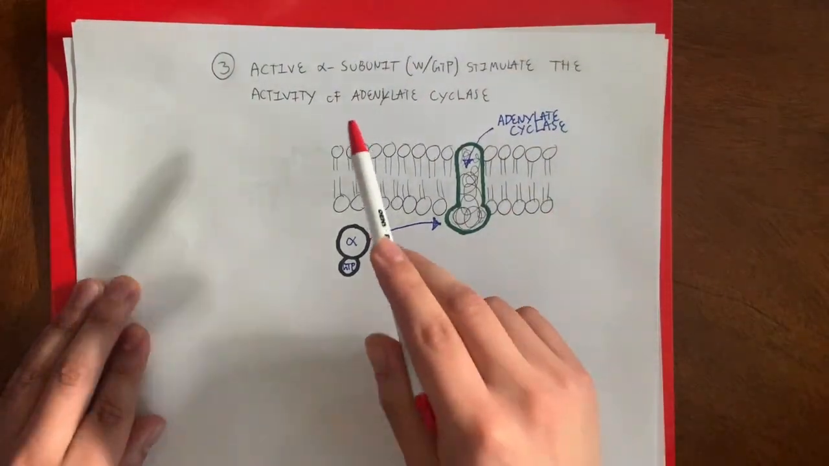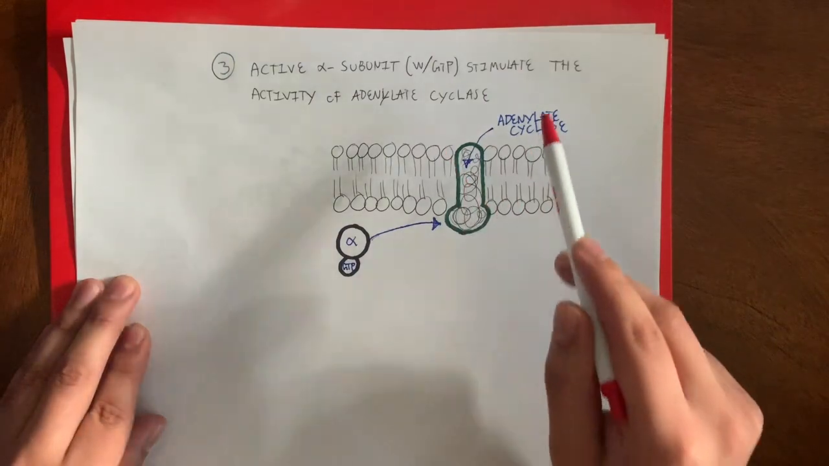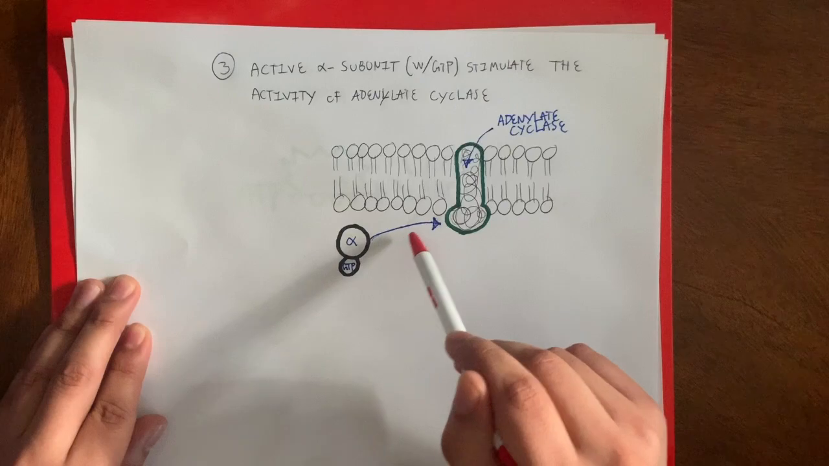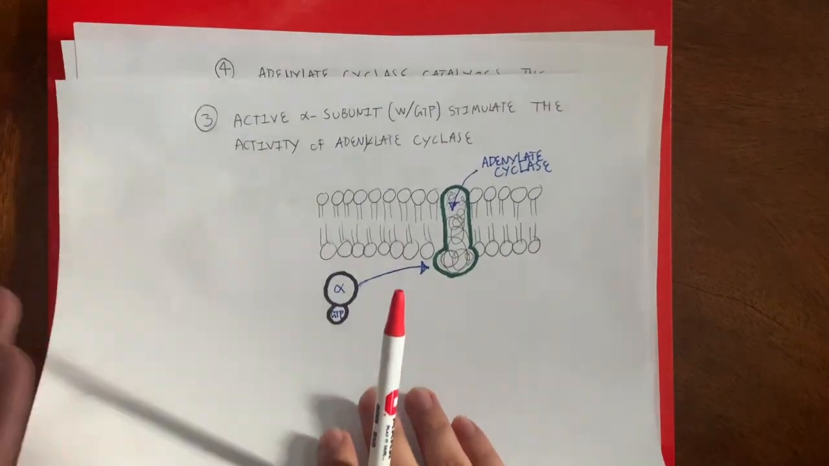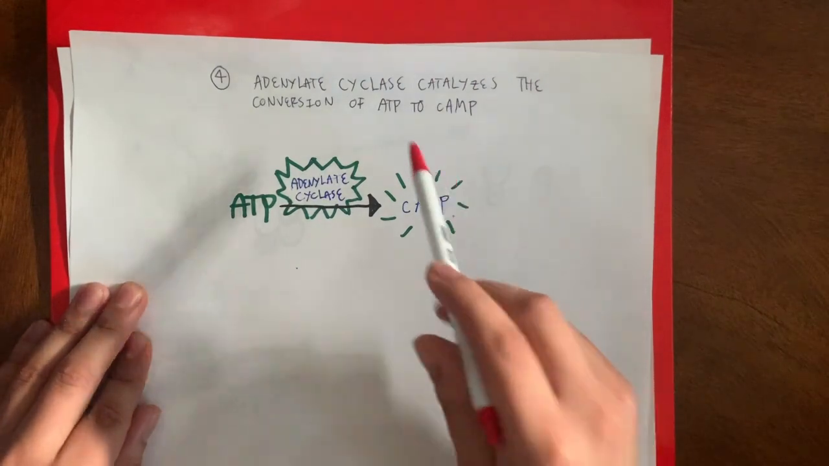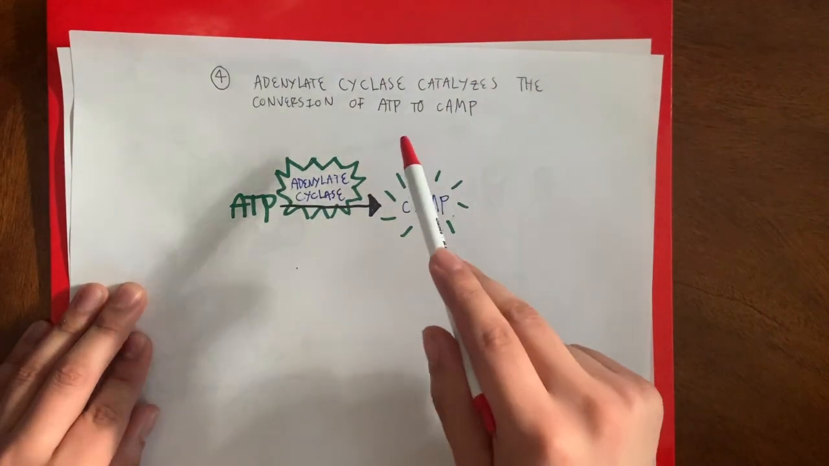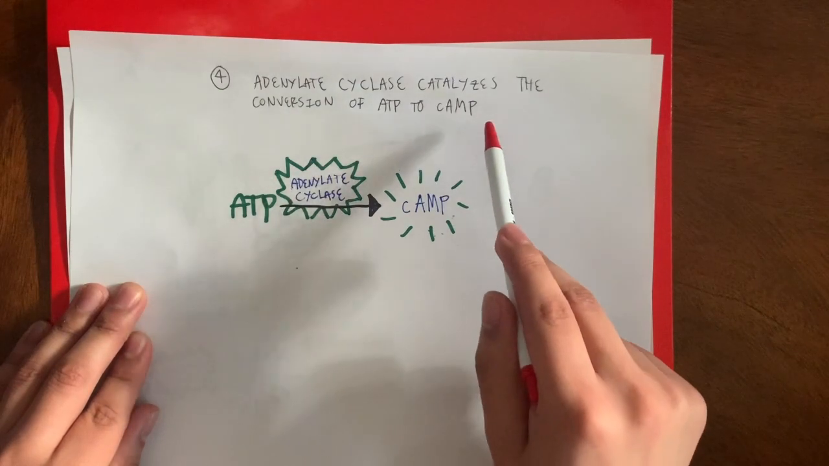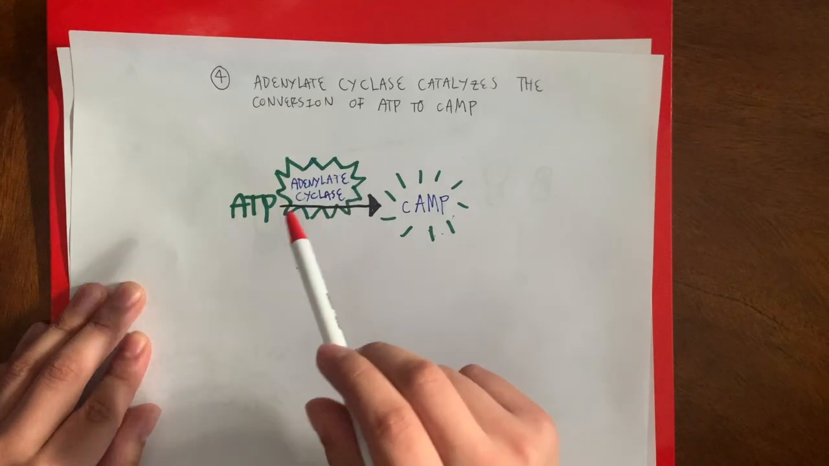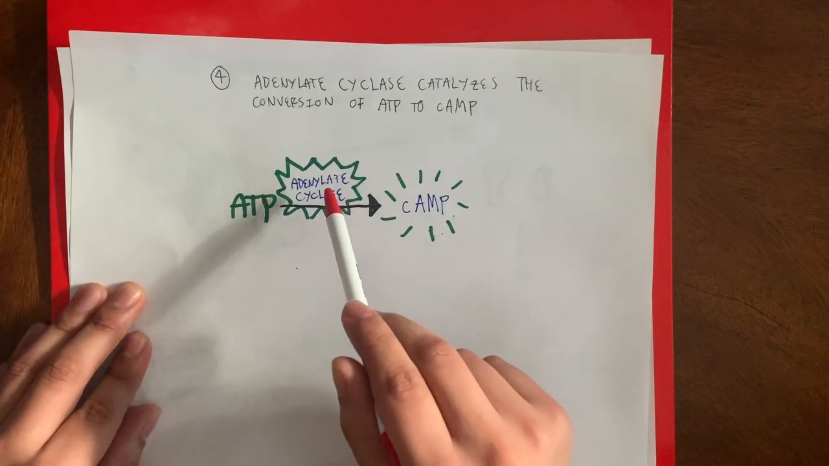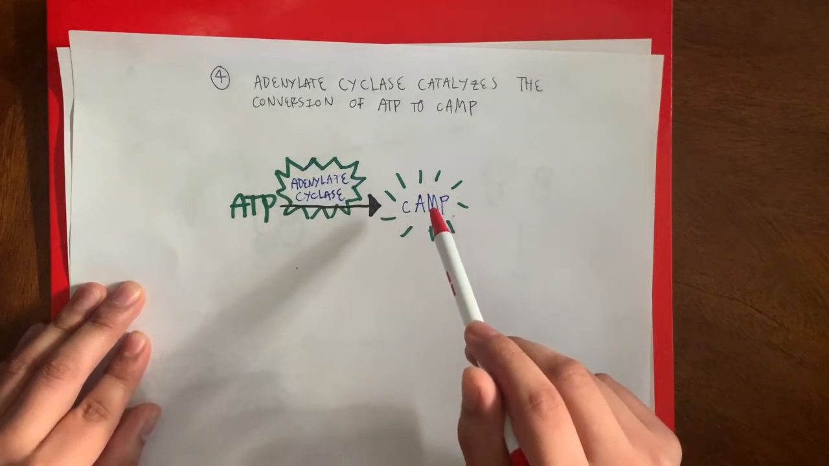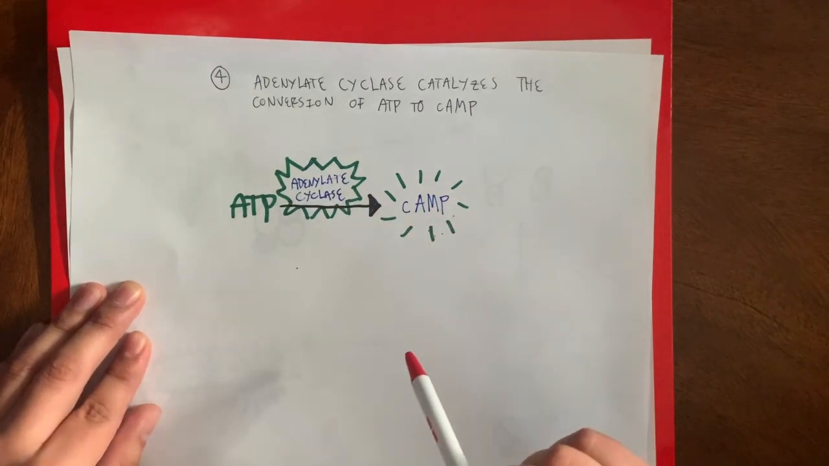In step 3, the active alpha subunit stimulates the activity of adenylate cyclase. And the last step, adenylate cyclase catalyzes the conversion of ATP to cyclic AMP. And here I'm showing the overall reaction. You have ATP, which is catalyzed by adenylate cyclase, and that converts ATP into cyclic AMP.